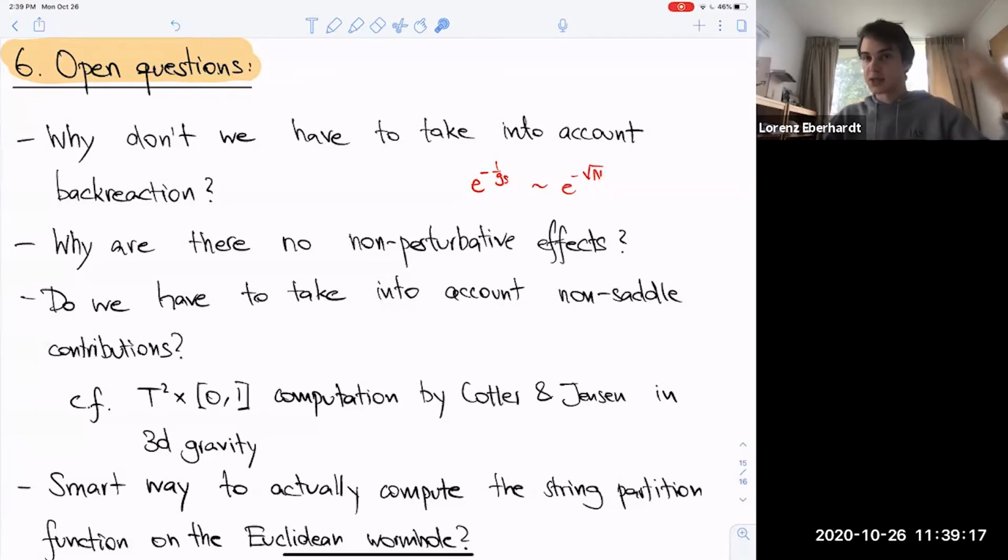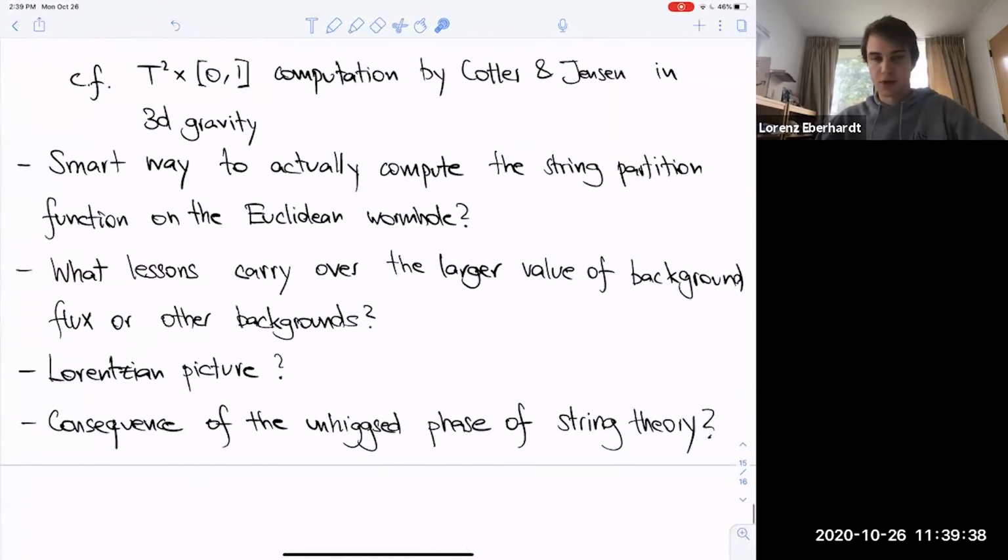And given that the other saddles were already included in the partition functions, you might also hope that the non-saddles are somehow included. But I don't know how to identify them, as I knew how to identify the conical defect or the BTZ black hole. But that's something to keep in mind. You might hope that there is actually some smart way to do it in the string partition function. And I think if there is, it could also teach us something about string perturbation theory.